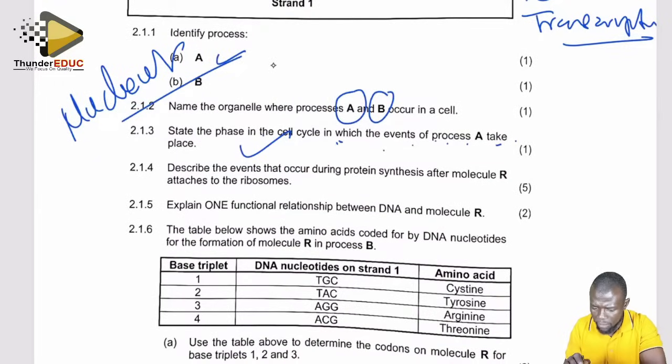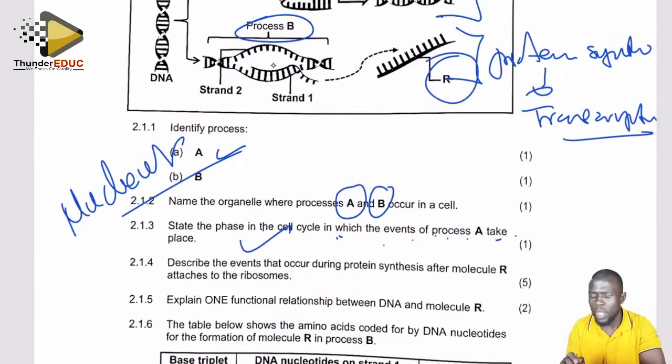So done with that. Describe the event that occurs during protein synthesis after molecule R attaches to the ribosome. If R is a messenger RNA, they're asking you to describe the process of translation. You must have the distinction material book; you'll be able to answer all these questions simply. According to the RNA codon, the transfer RNA with the complementary anticodon will bring the required amino acid to the ribosome. The amino acids are joined together by the peptide bond to form a required protein.